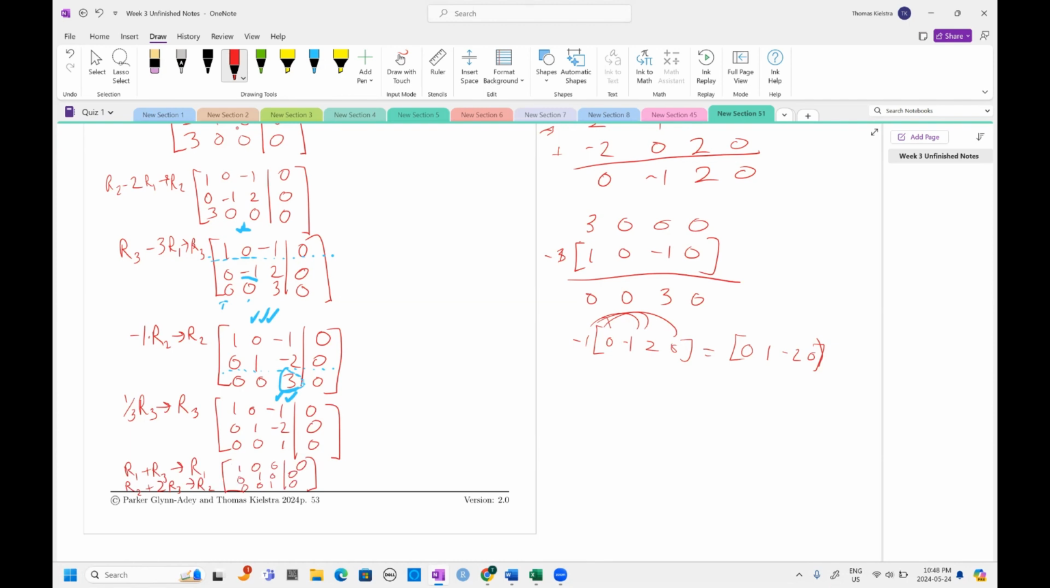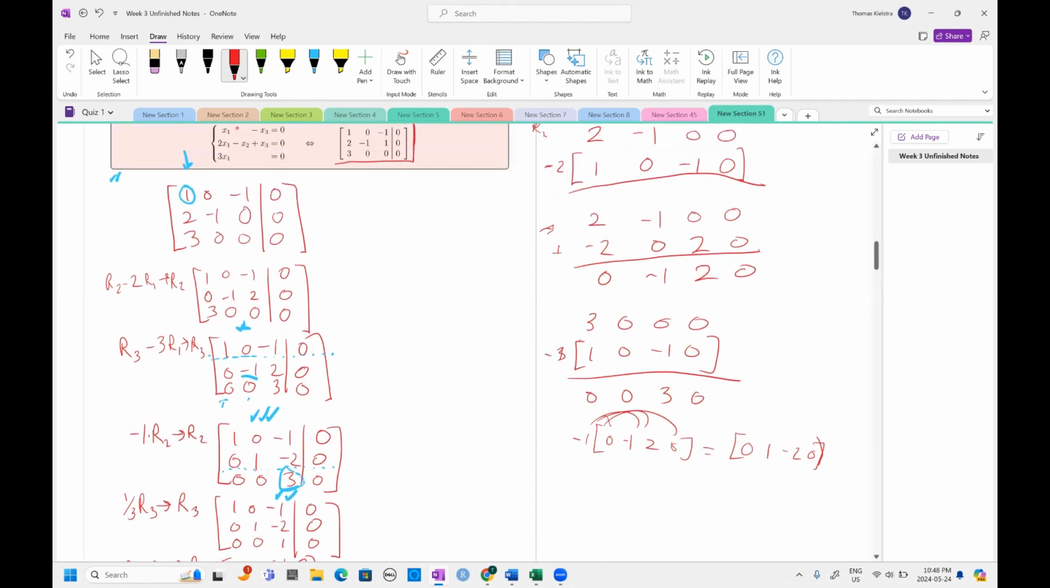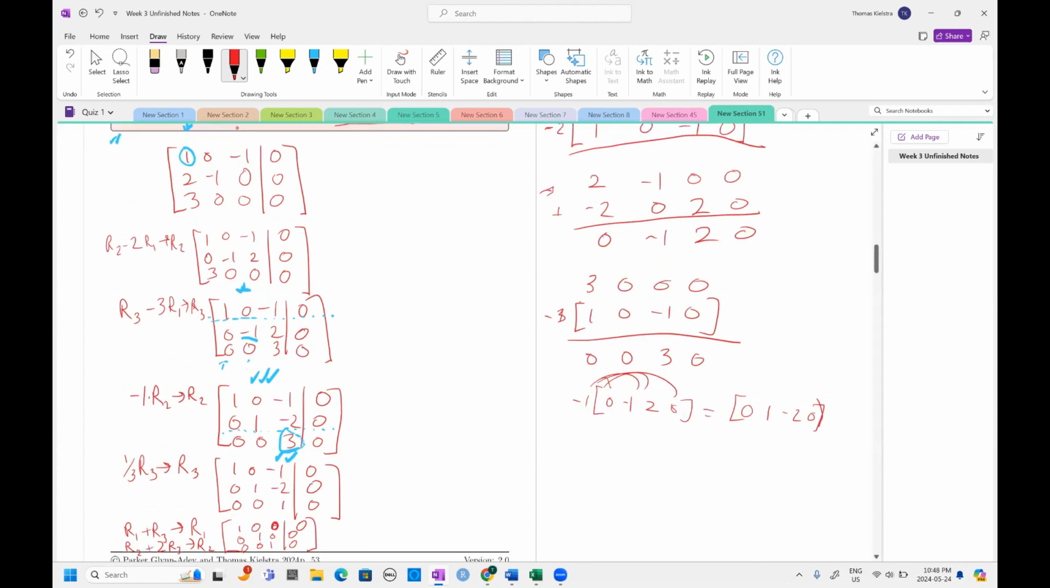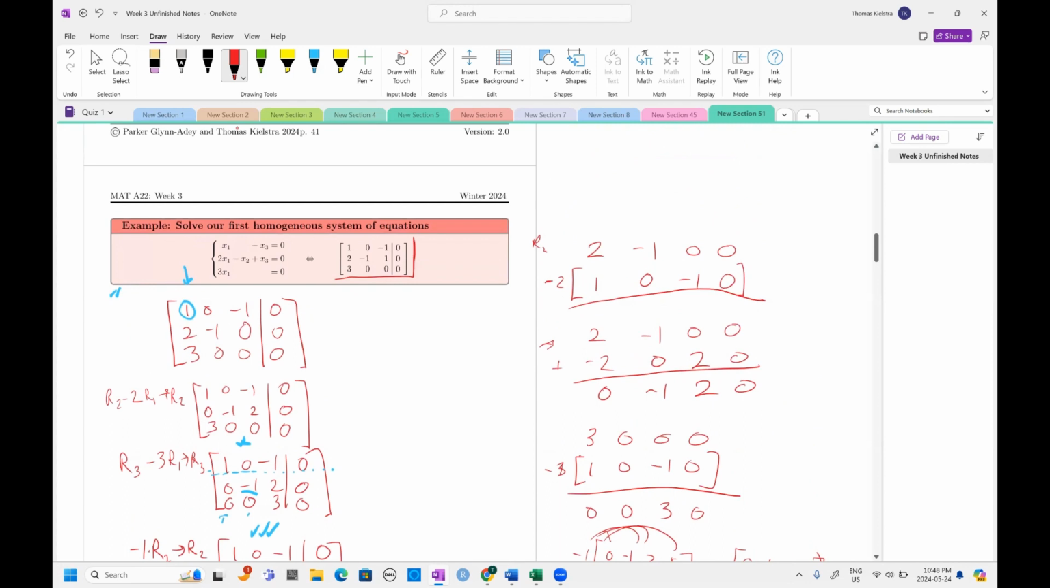So I encourage you to do it yourself. Well, what does this tell us? This is in echelon form. It satisfies the conditions of echelon form. Everything's down to the right. Columns are all zeroed out. And it gives us the system of equations x1 equals 0, x2 equals 0, and x3 equals 0.